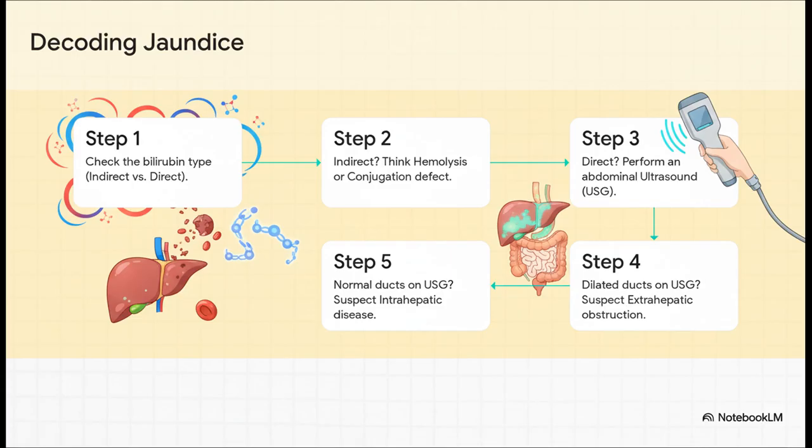First step is the bilirubin: indirect or direct? If it's indirect, your brain should immediately go to hemolysis or a conjugation problem. If it's direct, your next move is always an ultrasound. Then you ask, are the bile ducts dilated? If yes, you've got a blockage. If no, the problem is inside the liver itself. It's that simple. Just follow the steps.